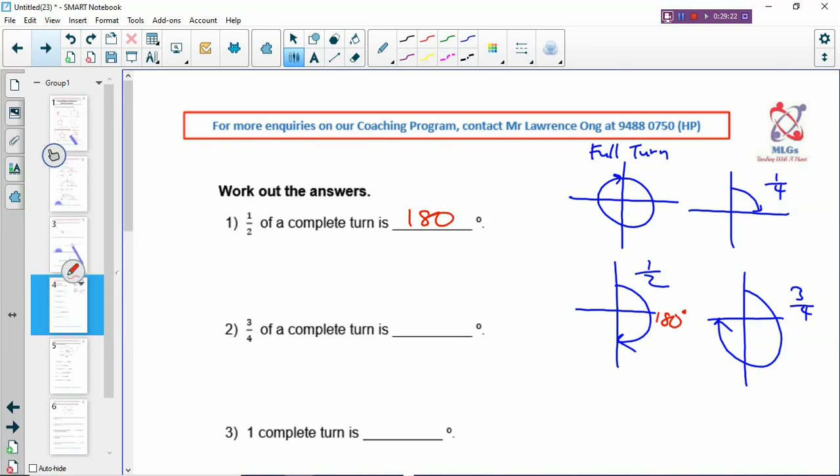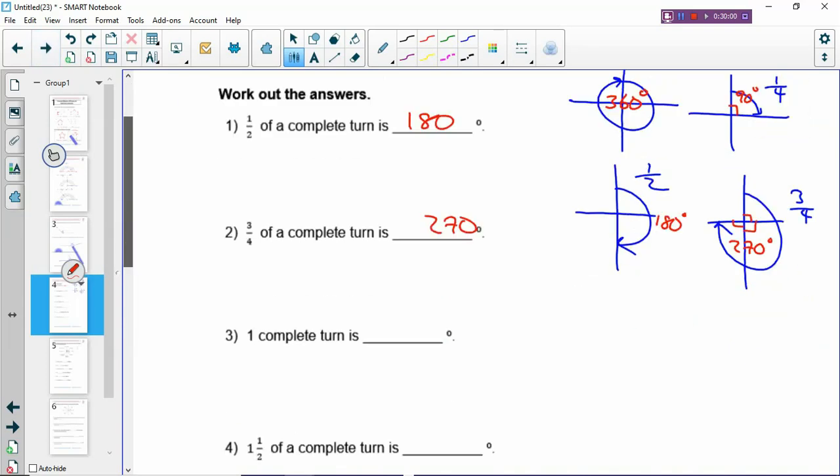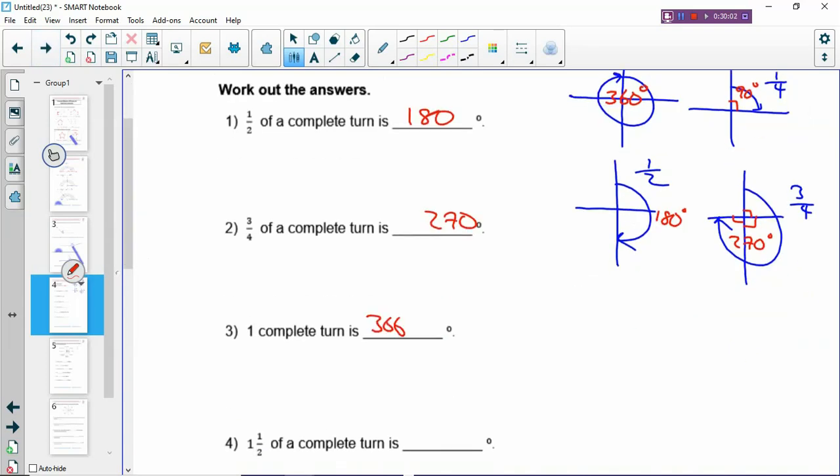3/4 of a complete turn is actually how many? Well, let's look at a quarter turn. A quarter turn is like a right angle, which is actually 90 degrees, and half a turn is 2 right angles, or a protractor. That's your 180 degrees. So 3/4 of a complete turn will be 3 right angles, and that will be 270 degrees. And if it's a complete turn, then that will be 360 degrees. One complete turn is 360.